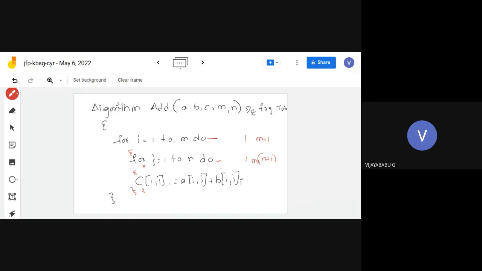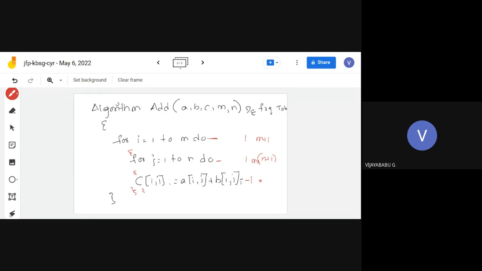So whatever is within the brackets of this loop is going to be executed m times. This for loop is going to execute m plus 1 times. So this for loop is going to be executed n plus 1 times into this m. And coming to the innermost statement, that is C[i][j] is equal to A[i][j] plus B[i][j]. This is a single statement itself. So how many times is it going to be executed?